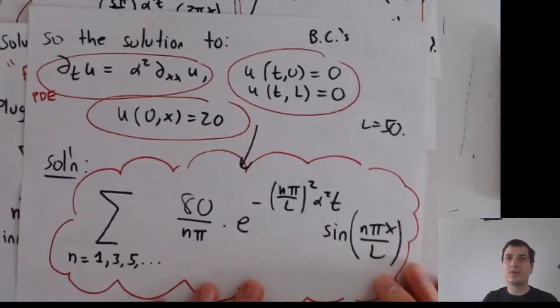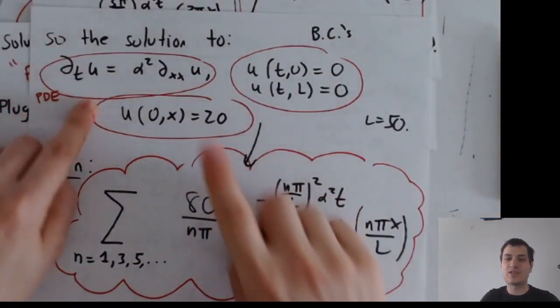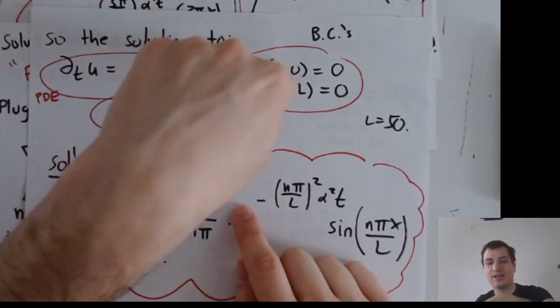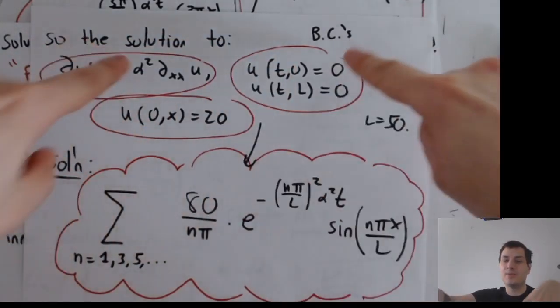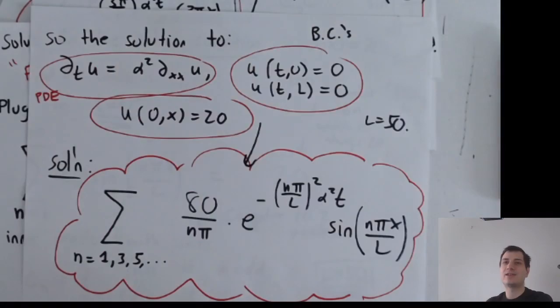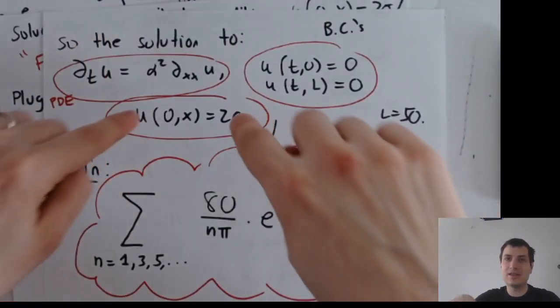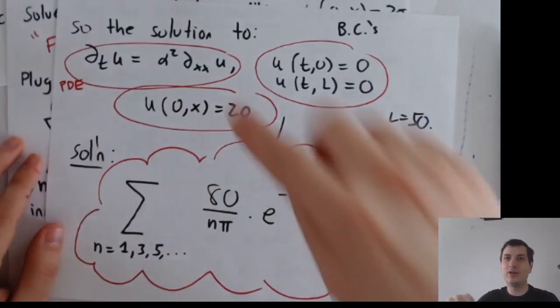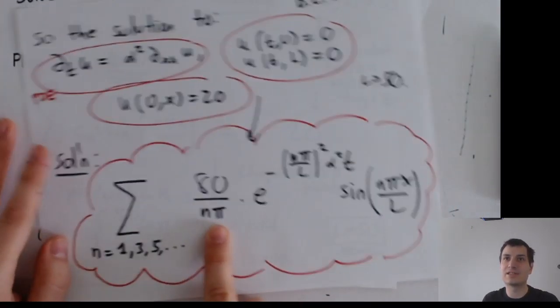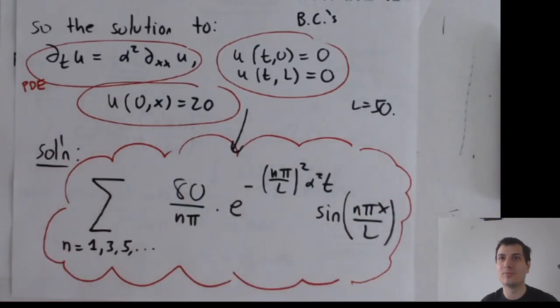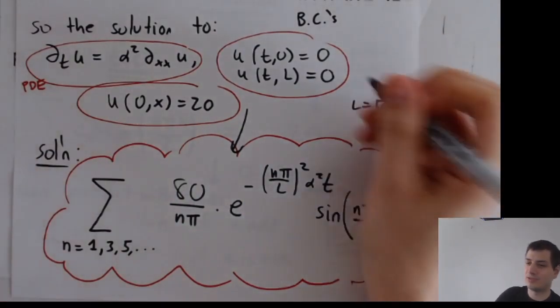There were 3 ingredients to specifying the problem: the PDE, the boundary conditions, and the initial condition. The PDE and the boundary conditions are how we found the general form of the solution up here. Then using the initial condition and Fourier series, we found the constant Cn. And that's how we got the solution. L is the length of the bar. In this problem, it's 50.